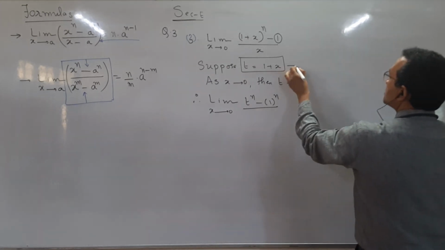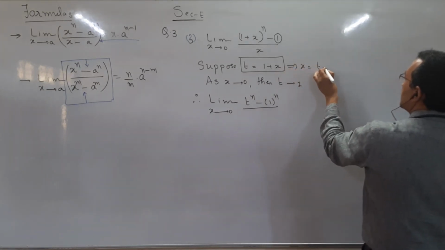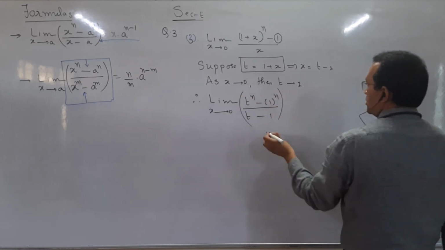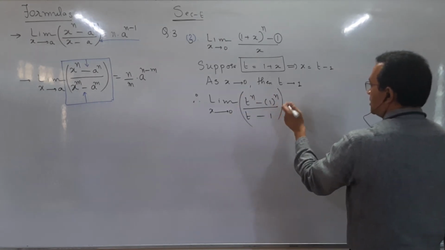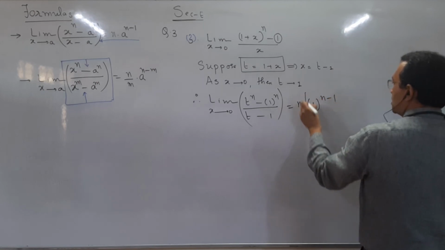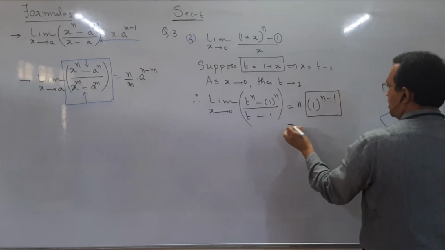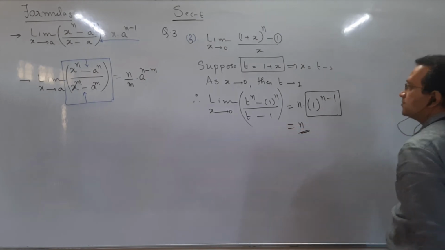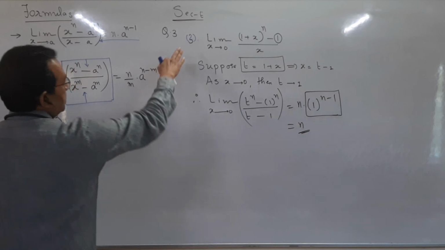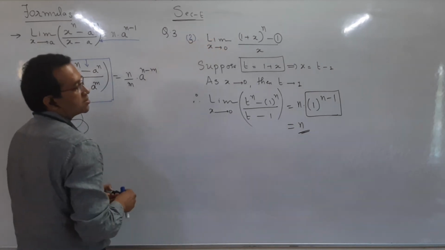And from this equation we get x is t minus 1. So check, the formula is obtained. This is a, this is n. So the answer is n. 1 raised to n minus 1. 1 raised to anything is 1. So the answer is n. There n is 1 by 10. Check, sum number 2 is a special case of this.